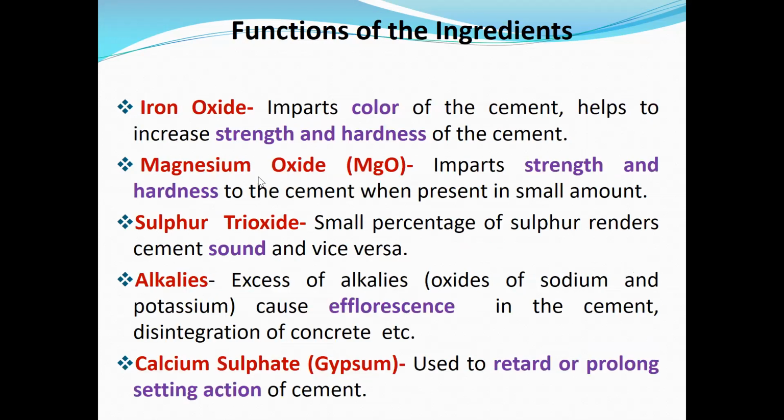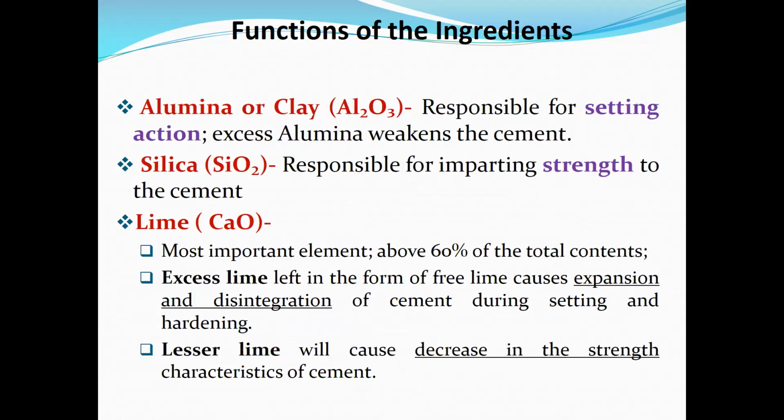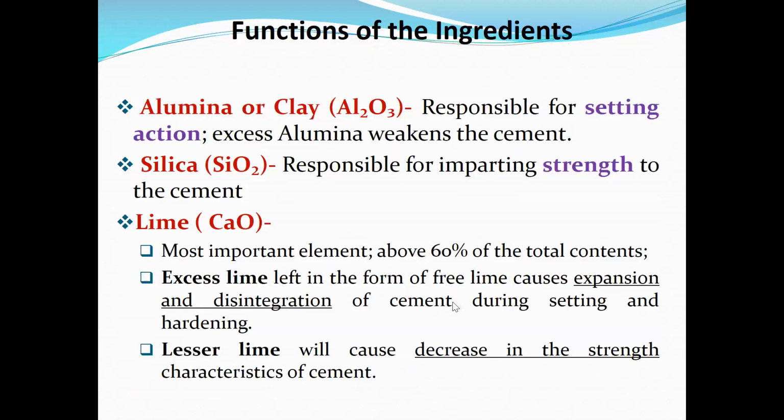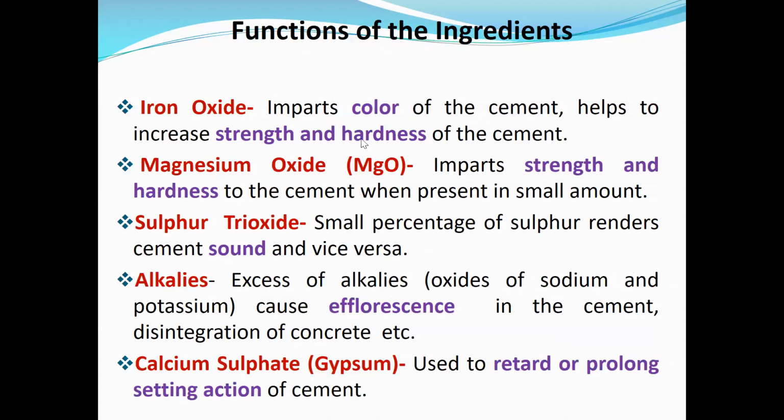Other elements, though used in small proportions, like iron oxide, 3%, 2%, 1%, 1%, 4%, also have some role. For example, iron oxide imparts color to the cement. It also helps to increase the strength and hardness of the cement. Magnesium oxide also imparts strength and hardness when it is available in small amounts. Sulfur trioxide, in small percentage, makes the cement sound. What is soundness of cement? We will be learning it at a later stage.